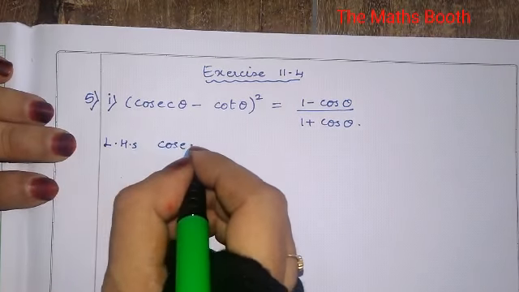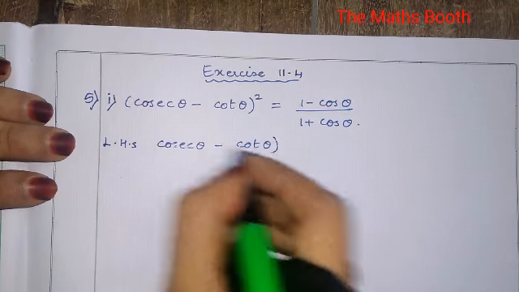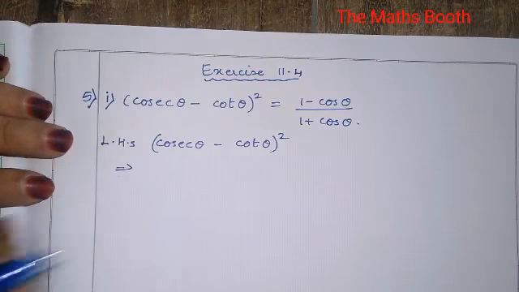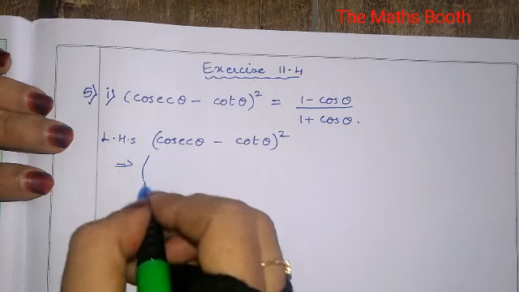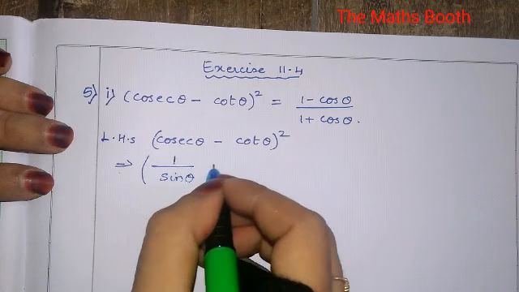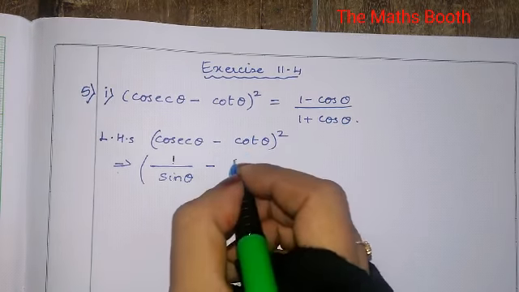(cosec theta minus cot theta) whole square. We should prove this; we should bring the answer. We know that cosec theta is the reciprocal ratio of sin theta, which is 1 upon sin theta. Cosec is 1 upon sin, minus cot is cos upon sin.